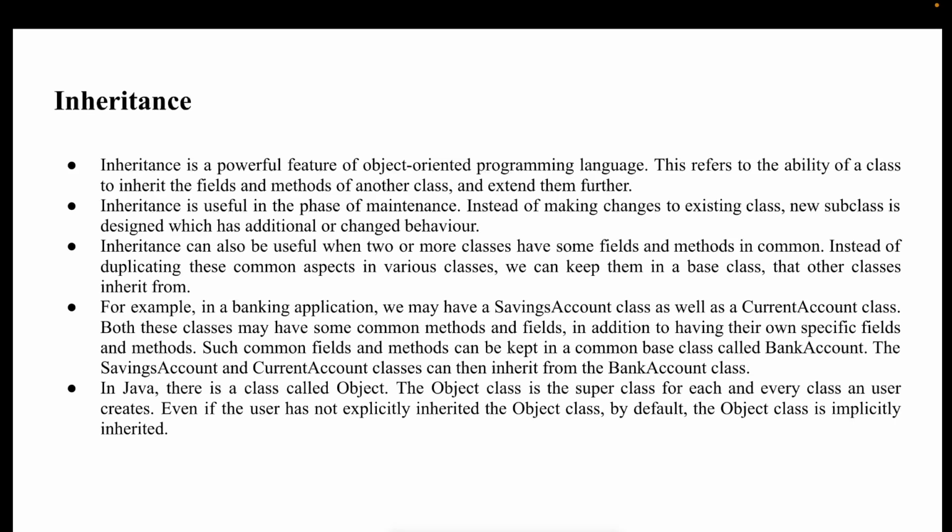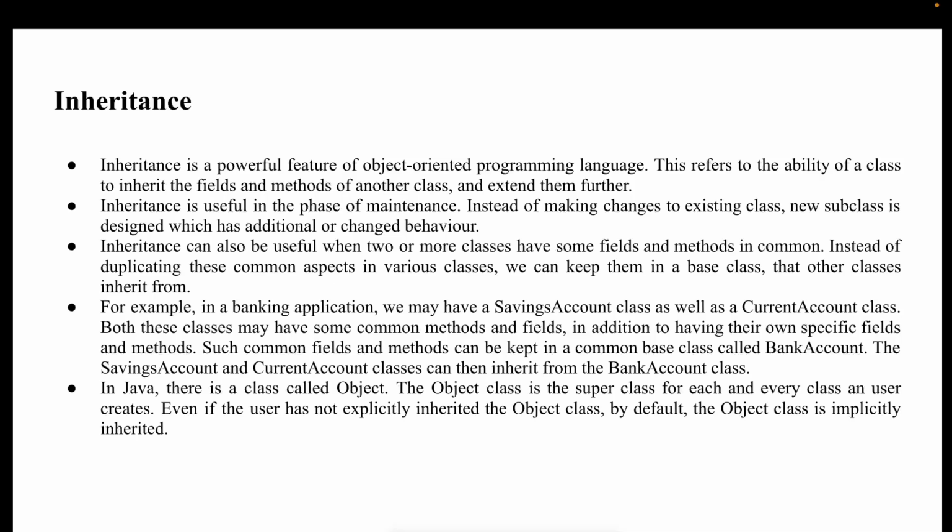So when we talk of inheritance, what is inheritance? In our initial classes I told you that there are some object oriented principles like inheritance, encapsulation, polymorphism. Inheritance is one of the object oriented principles. It is a powerful feature of object oriented programming languages. This refers to the ability of a class to inherit the fields and methods of another class and extend them further. This is what I was talking about, right? If there is a parent class with some fields or instance variables, and it has a child class, suppose there is a child class which is extending the parent class.